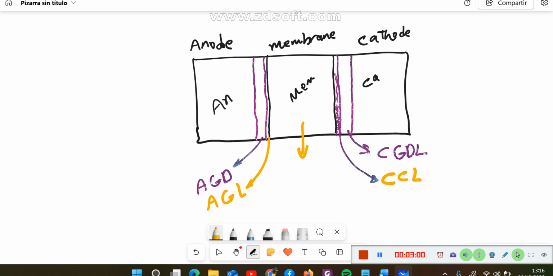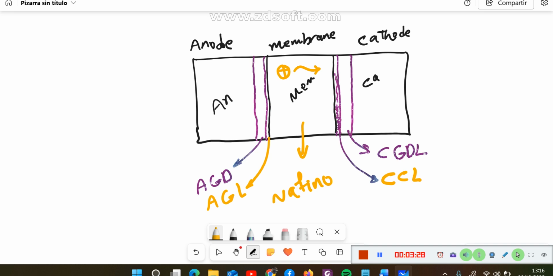The material of this thin layer is Nafion. This membrane allows the protons to cross and blocks the electrons. But let's explain how it works.